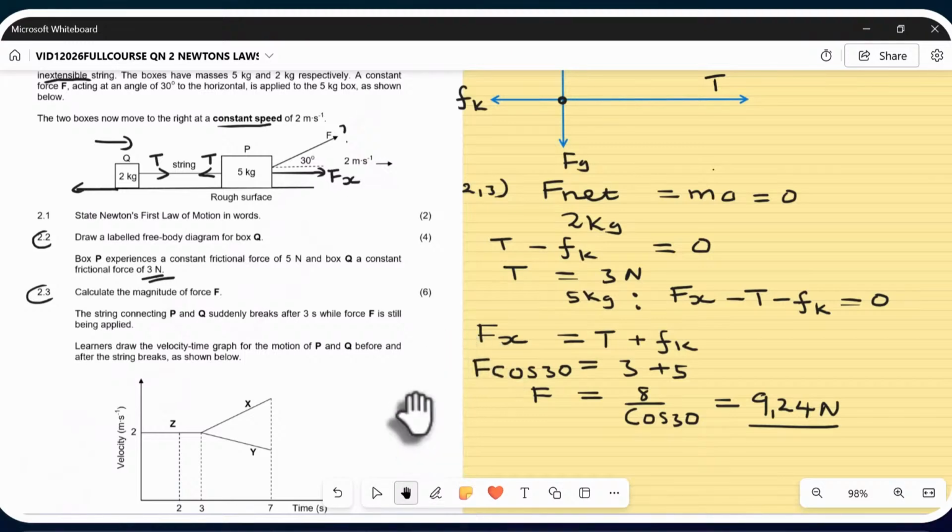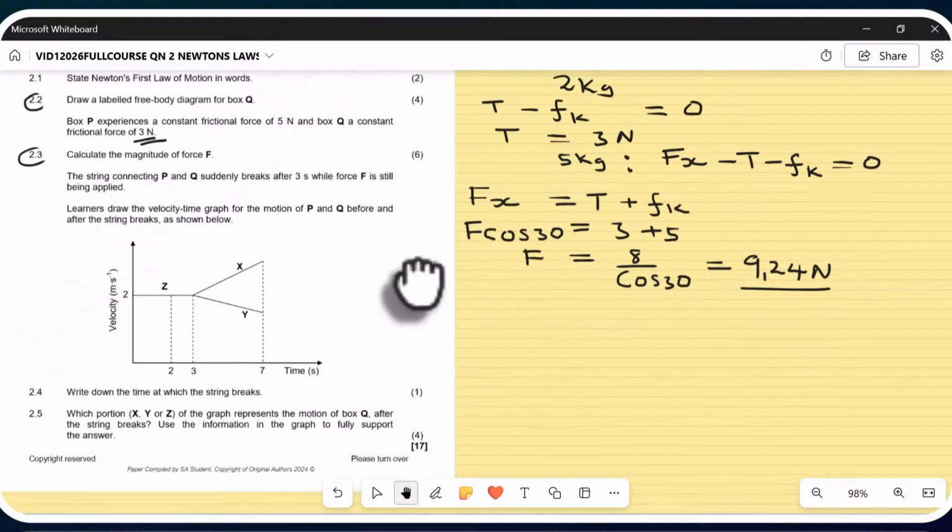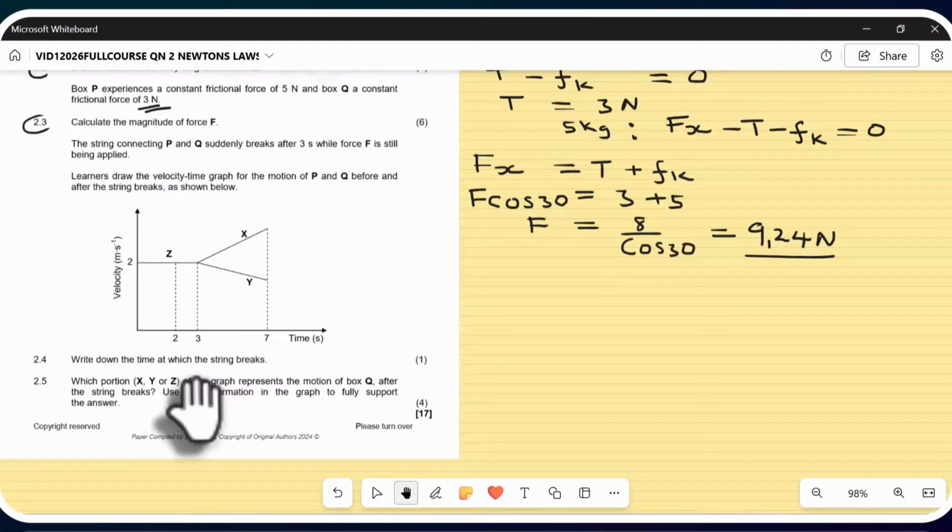So when the string breaks, the remaining force acting on it is the frictional force, and the frictional force is going to cause it to accelerate in the negative direction. Okay, so our acceleration is going to be opposite. Our net force is going to be opposite, and because of the negative acceleration, the velocity must be decreasing, like you see it here. So the answer is y.